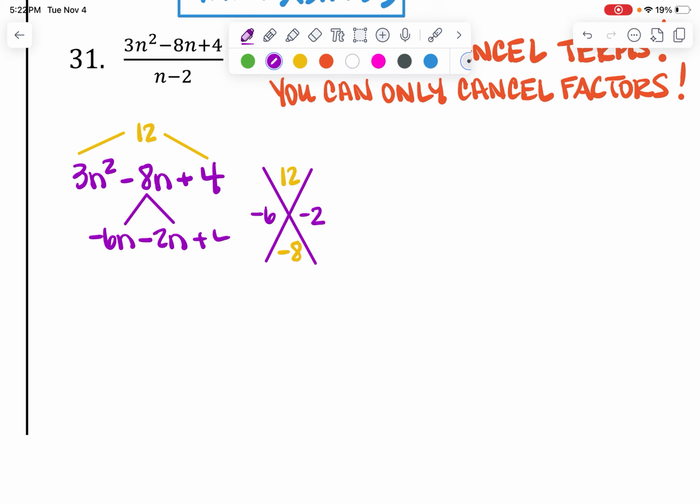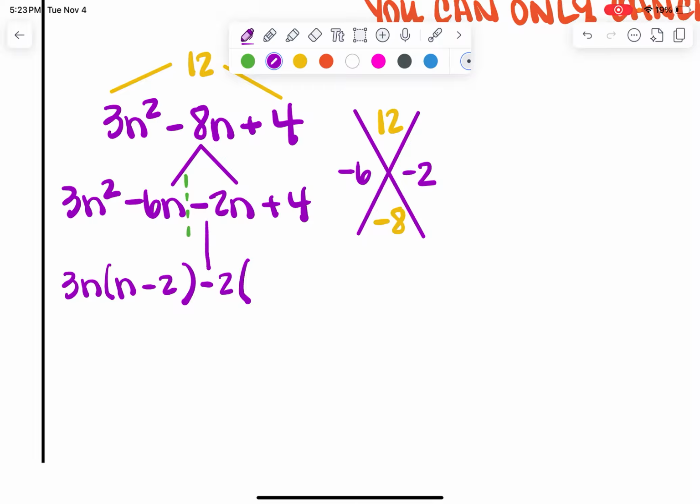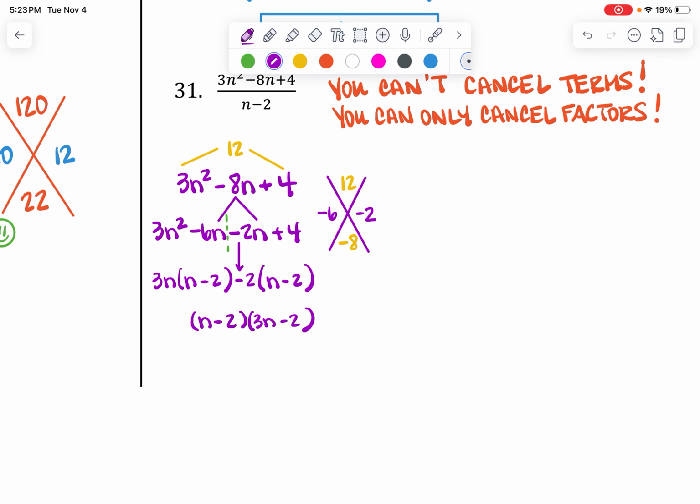And then I'm going to bring down my outsides. I'm going pretty quick because I feel like we've just done this a bazillion times at this point. So I'm going to split it down the middle. GCF 3n. That leaves me with n minus 2. Then I'm going to take out the negative 2. Don't forget you have to take out the negative if it starts with a negative, which also leaves me with n minus 2. So I get n minus 2 and 3n minus 2 as my two factors.